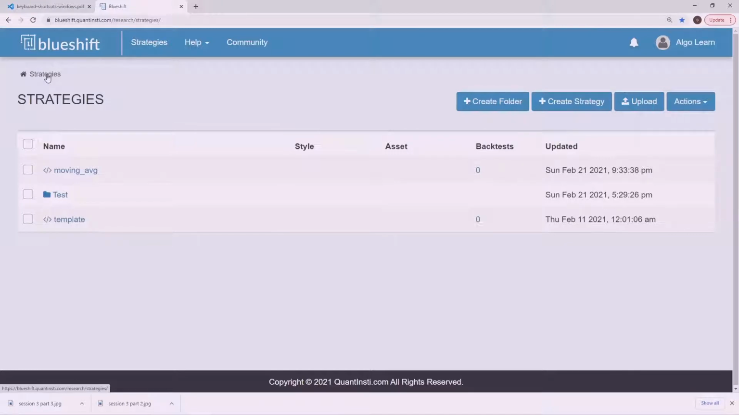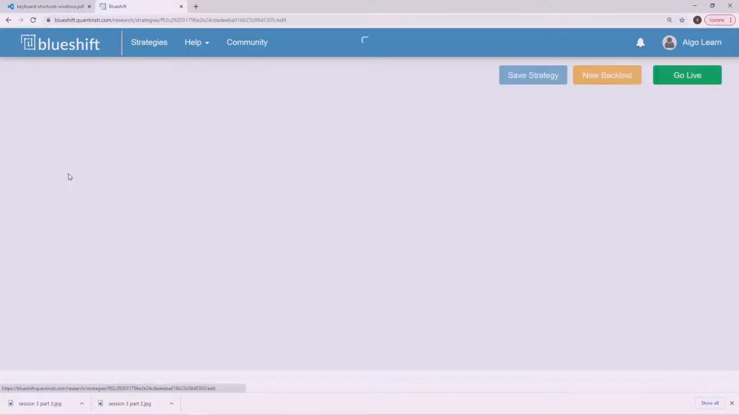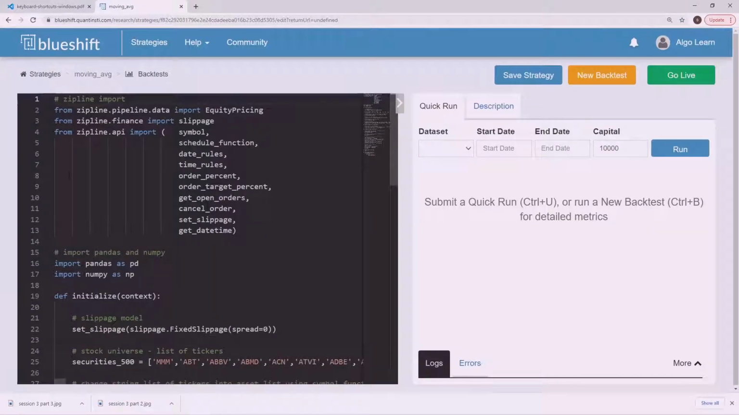Remember, this session we are going to find the average percentage of S&P 500 stocks that are above their 200 moving day average over any given period of time. Kind of a running average, so to speak. Let's go ahead and pull up our strategy, moving underscore AVG, that we had last time. And let's just dive right in.